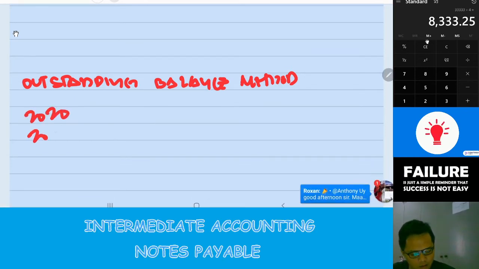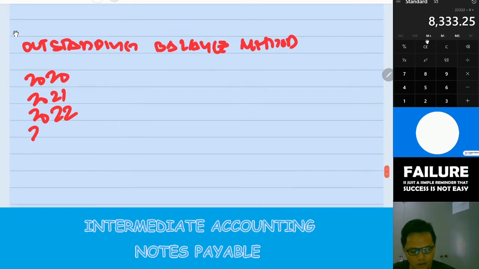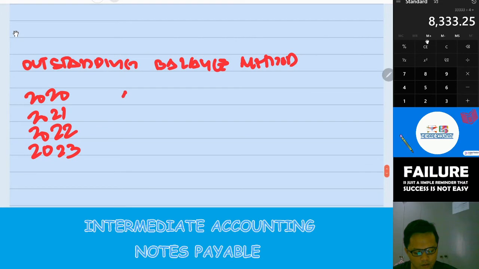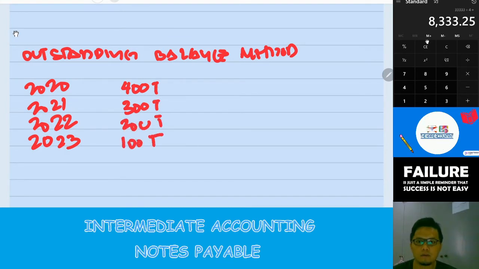So, 2020, 2021, 2022, then 2023. This is the year where we have outstanding balances. So in 2020, obviously the outstanding balance is 400. Then because 100,000 annually, in 2021 300, 200,000, and so on.